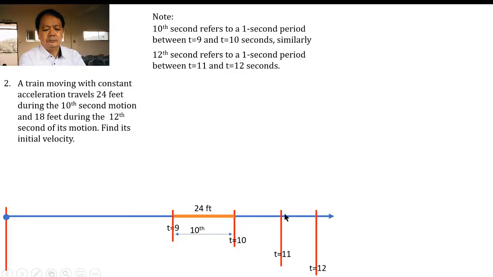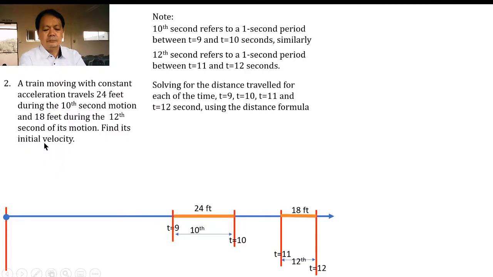Yung distance traveled between t equals 11 and t equals 12 ay ito yung sinasabi dito na 18 feet. Ito yung 18 feet na tinutukoy. And this is the distance traveled during the 12th second of the time of motion. Again, itong 18 feet tumutukoy sa distance traveled sa loob ng isang segundo doon sa panglabing dalawang segundo. Samantalang itong 24 feet na pinapakita dito, isang segundo in between t equals 9 and t equals 10 seconds. Ang pinapahanap sa atin ay the initial velocity of the train.